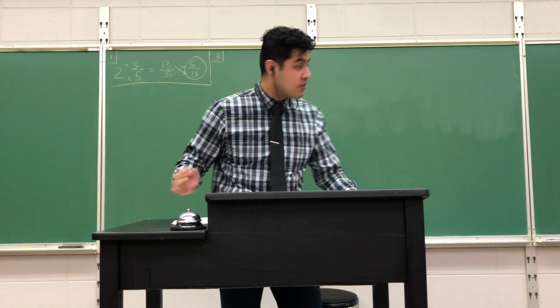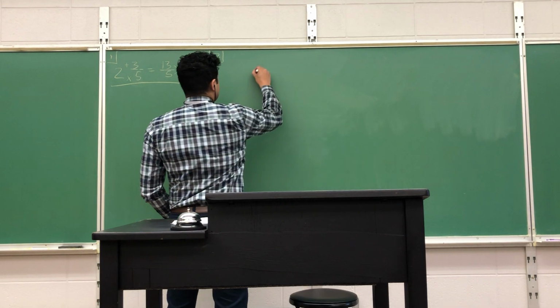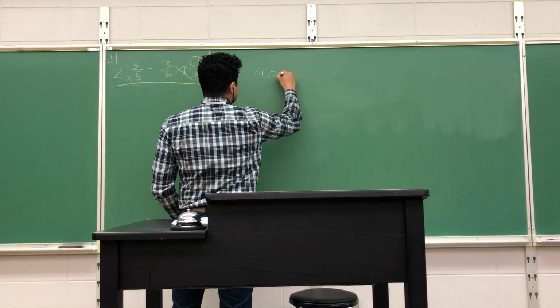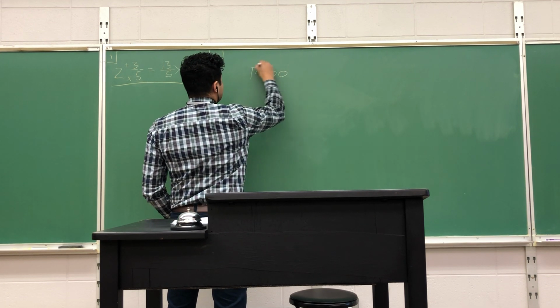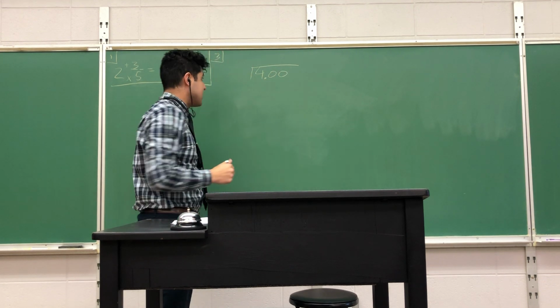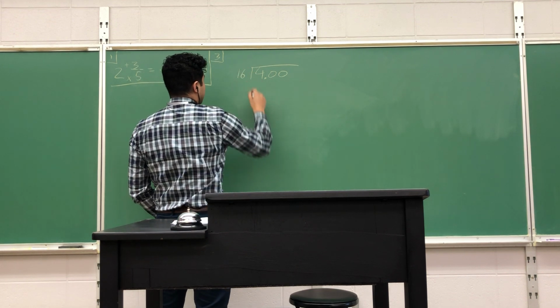Okay, for number 3, a 1 pound box of candy cost $4. What was the cost per ounce? And then we're given information about how many ounces are in a pound. There are 16 ounces in the pound. So we're gonna take $4, okay? $4 is going to be our dividend, and then 16 is going to be our divisor.